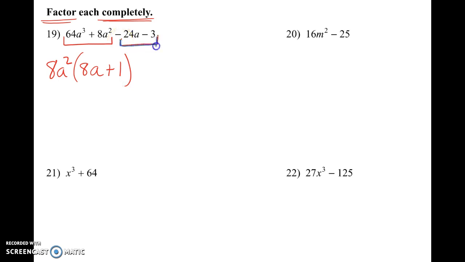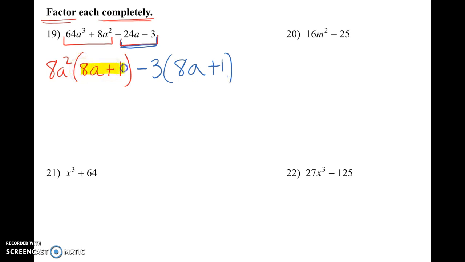Now in this second group, I have a negative, so I know that I'm going to have to pull out a negative number, and 3 actually goes into both of these. So the reason I knew I had to pull out a negative is I need to get a positive 8a, so I knew I had to pull out a negative in order to get that. So negative 24a divided by negative 3 is 8a, and negative 3 divided by negative 3 is positive 1.